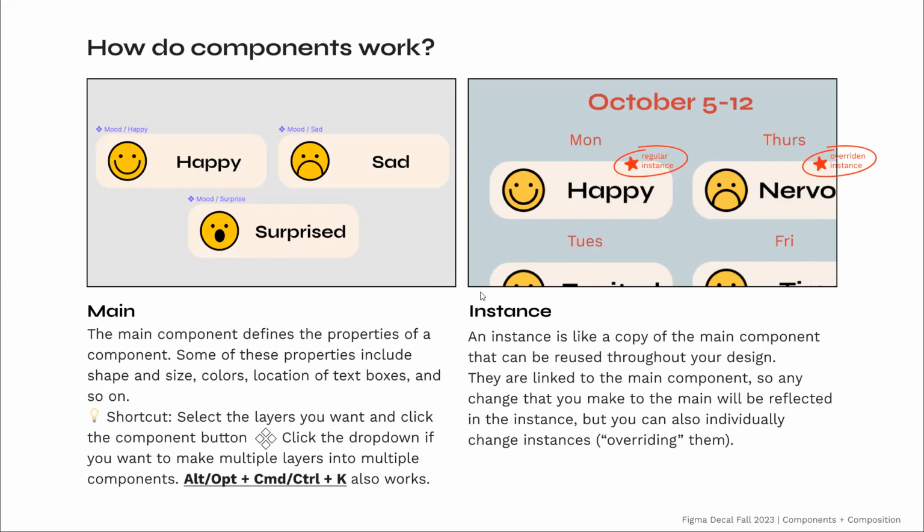The second is going to be an instance. So an instance is basically like the child of a main component. It's going to be a copy of the main component that can be reused throughout your design. So they are linked to your main component, so any change that you make to the main component will be reflected in the instance, but you can also individually change instances, which overrides them.